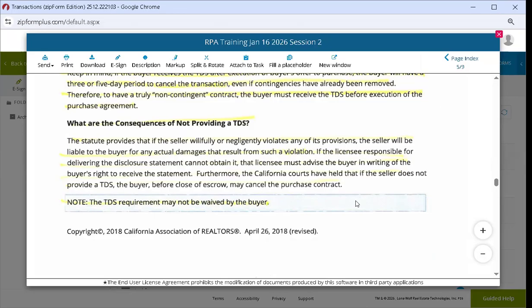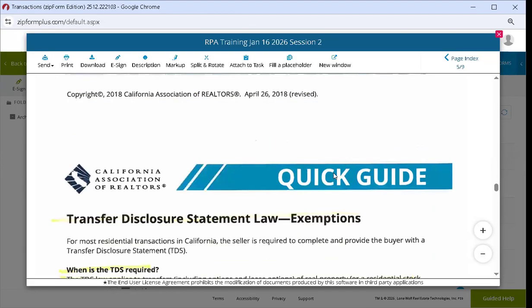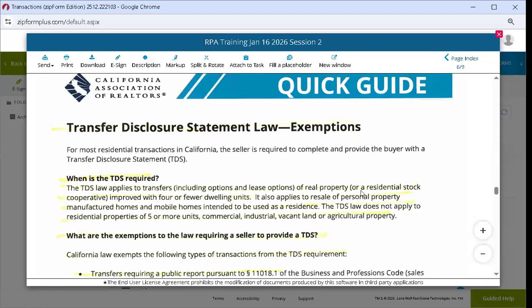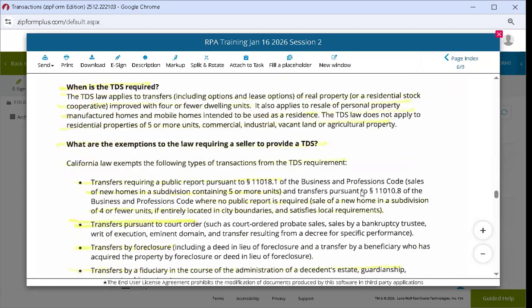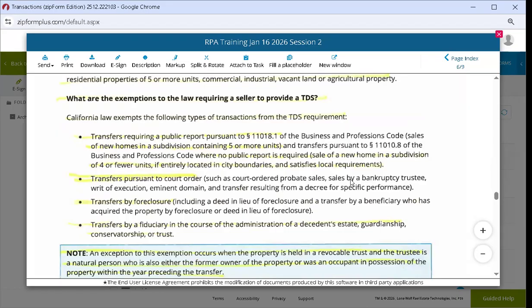TDS cannot be waived by the buyer. Okay. So if somebody says, I don't need that, an investor, because I'm ripping it down or whatever, no, they can't waive it. Okay. And yes, the seller needs to provide it. So who's exempt from this TDS? So here's the exemptions here. I tell you, if you guys explore around on car.org, all of these quick guides are marvelous. So who's exempt?